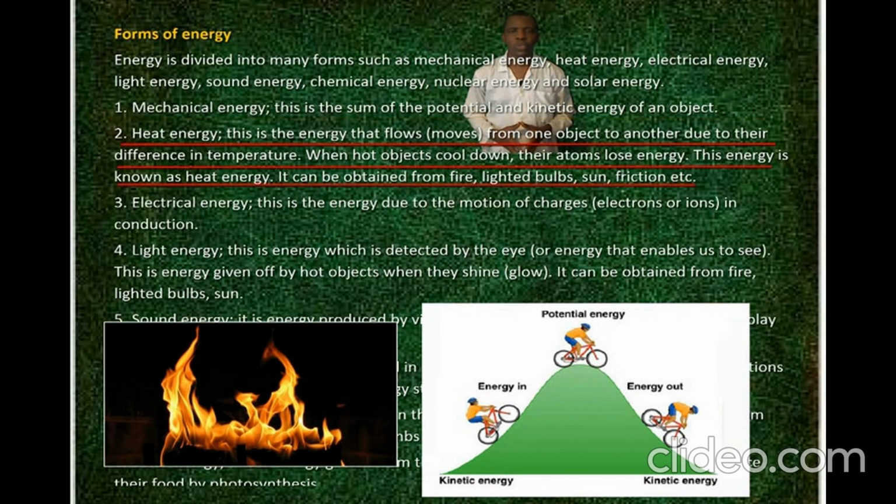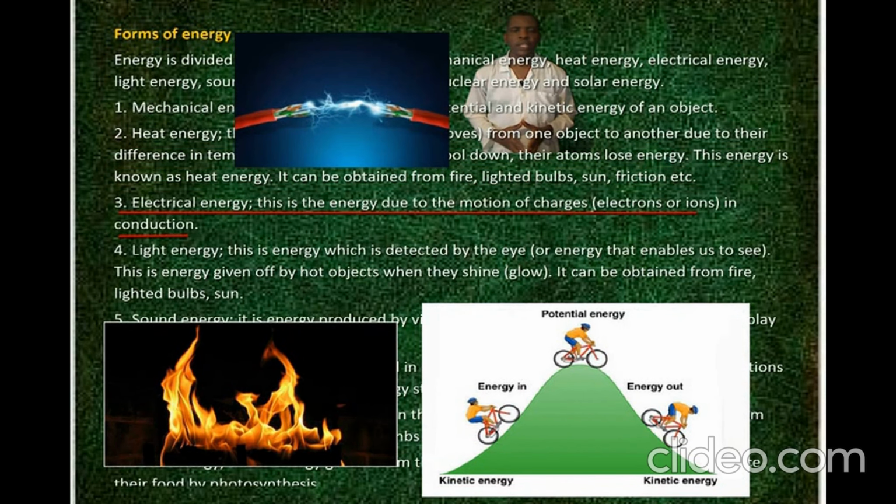2. Heat energy. This is the energy that flows from one object to another due to their difference in temperature. When hot objects cool down, the atoms lose energy. This energy is known as heat energy. It can be obtained from fire, lighted bulbs, sun, friction, etc.